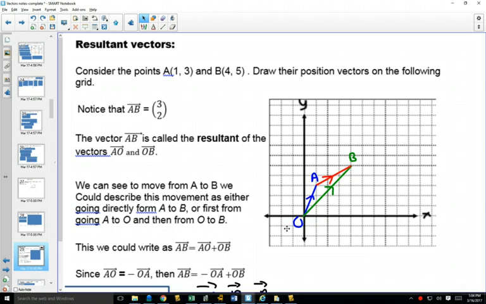So in vectors, if you want to start at one place and go to another place, you can always first go back to the origin and then go from the origin to the point B that you wanted to go to. So we can always use our position vectors to write any free vector or any other vector that we have. So if I want to write the vector from A to B, I can write it as A to O and then O to B.